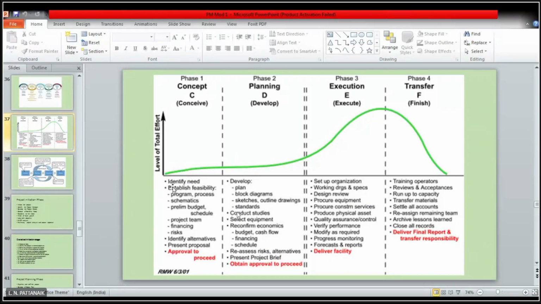So again, typically this figure represents a construction project, a real estate construction project. Although these terms may vary a little bit depending on the type of project, typically this graph, which shows the involvement or level of your effort, is more or less the same. The green line.